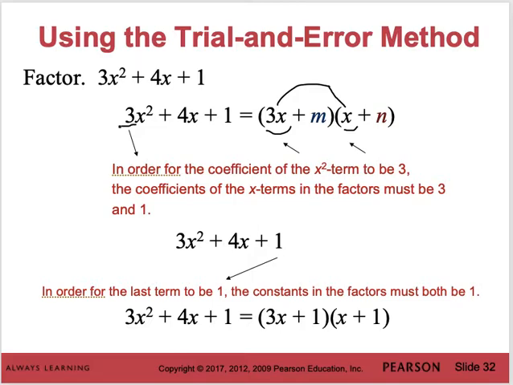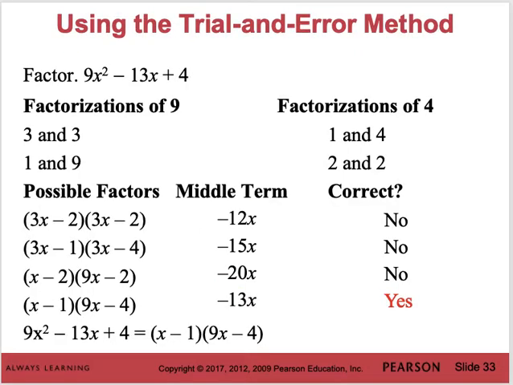And the coefficients of the x terms in the factors, when we're factoring it out into binomials, must be 3 and 1. So 3 times 1 would equal 3. In order for the last term to be 1, the constants in the factors must both be 1, because we're thinking what numbers multiply to equal C, right? 1 times 1. So let's do a trial and error method.